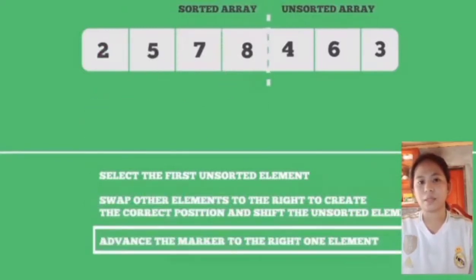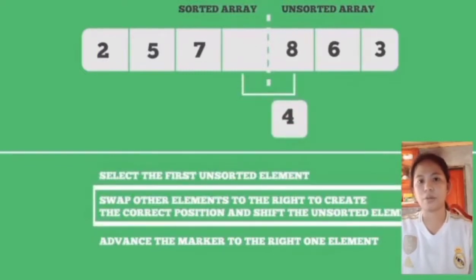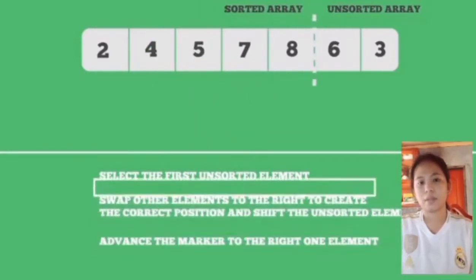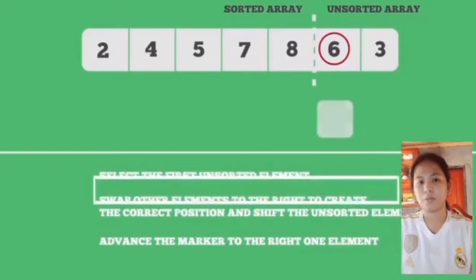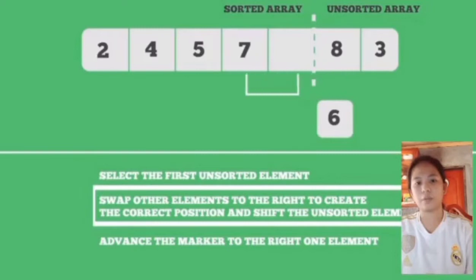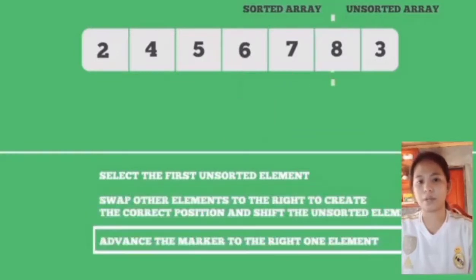Then next, number 4, move to the left, which is beside the number 2, to create the correct position, and shift the unsorted element and advance the marker. Next, number 6, move to the left, which is beside the number 5, to create the correct position and shift the unsorted element and advance the marker.